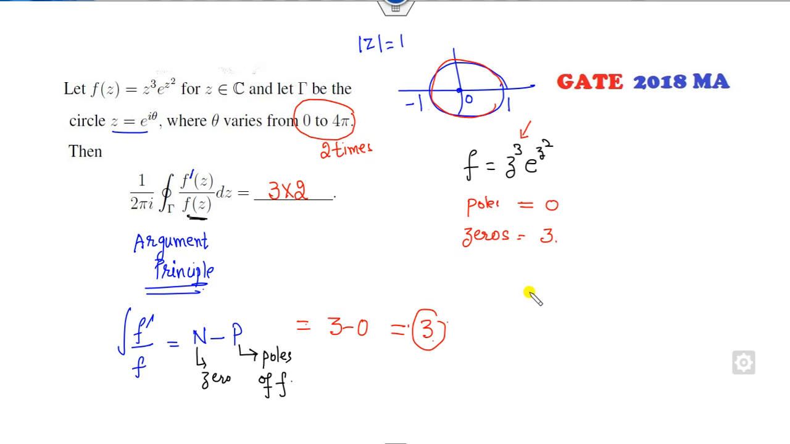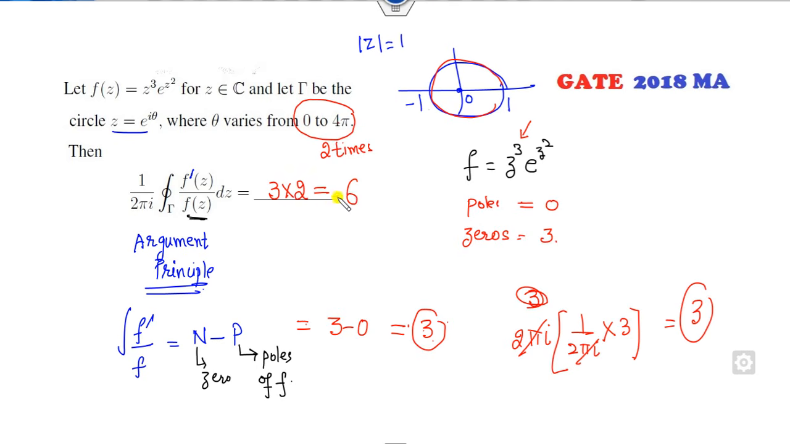Or you can see it's a 3. So the right answer is 2 pi iota times 1 over 2 pi of this. Fine. This is one circle. One circle gives 3, but it's 4 pi. So the right answer is 3 into 2, and this 2 is my 2 times rotation. Fine.